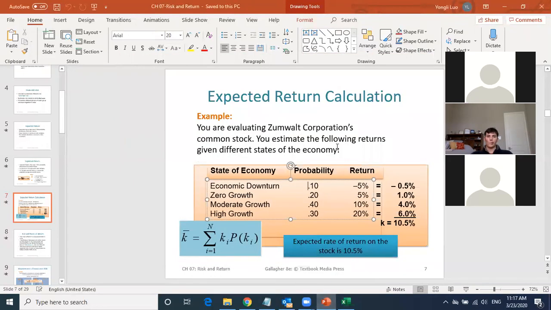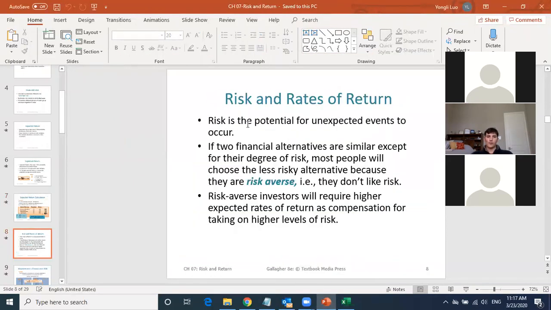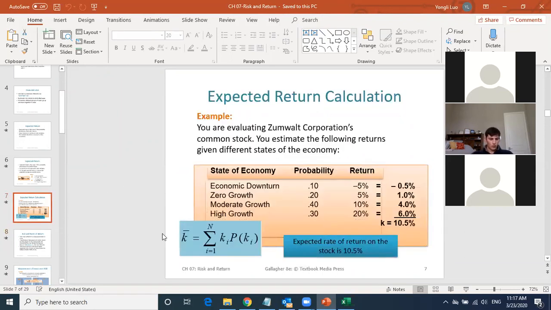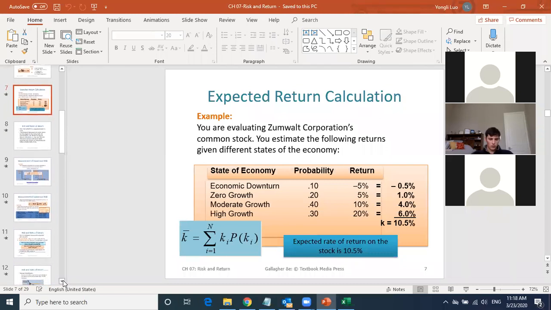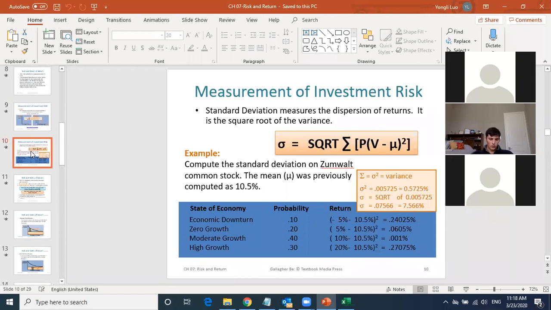Now we go back to check the risk and return, because you already calculated expected return using this formula. So what is the risk? How do you calculate the risk? The risk is measured by standard deviation. Standard deviation measures the dispersion of return. It's the square root of the variance.